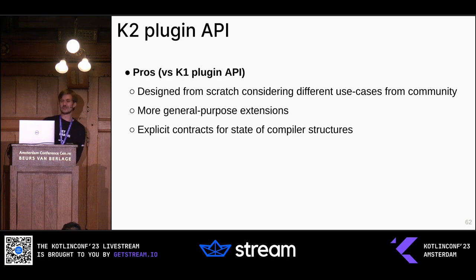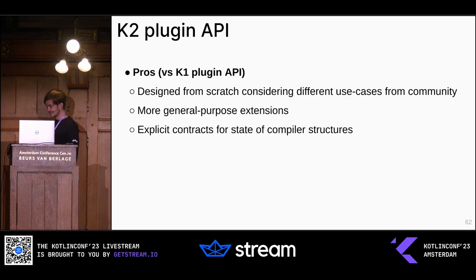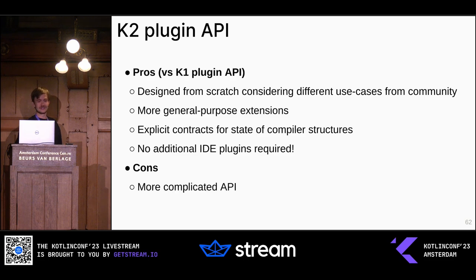And even more important is the fact that we now have explicit contracts for the state of compiler structures. K1 compiler plugins are designed in a way where a plugin can sometimes break everything, especially in IDE context. K2 plugins are more safe in these terms. And also, it's very important that K2 plugins don't require additional IDE plugins. So IDE support is out of the box. It's quite important. It reduces infrastructure things the plugin author should do. Well, everything has disadvantages, and here the API is more complicated, and it's, well, a disadvantage.